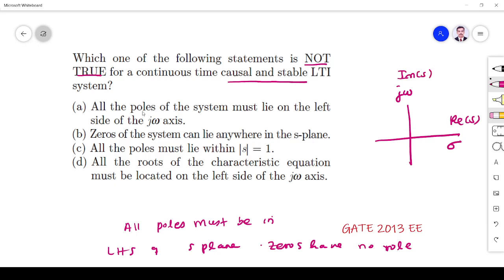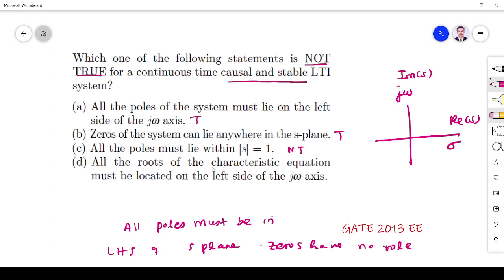So let us see. All poles of the system must lie on the left hand side of the j omega axis. That is true. They are asking which is not true. Zeros of the system, we don't bother about zeros. All poles must lie within S is equal to 1. Actually, it is equal to 1. So S is equal to 1. That is not a problem. This is false, right? So, not true.